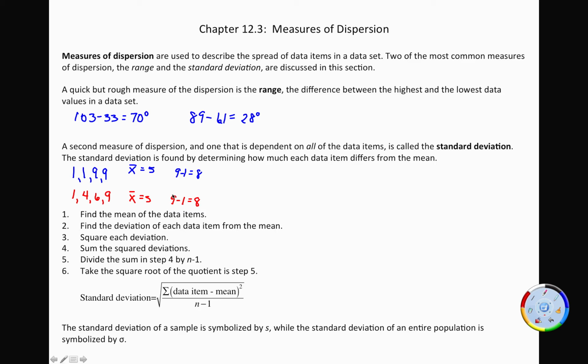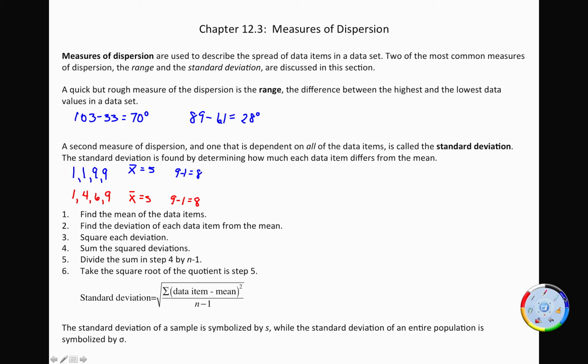So notice I've got the same mean, the same range, but my data set is pretty different. So a better measure of dispersion would be what we call the standard deviation, because it's dependent on all of the data items. Here are the steps to find the standard deviation. Here's a little formula that will be explained after we look at the steps, and it's usually easier to make a table to get the information to plug into the formula.